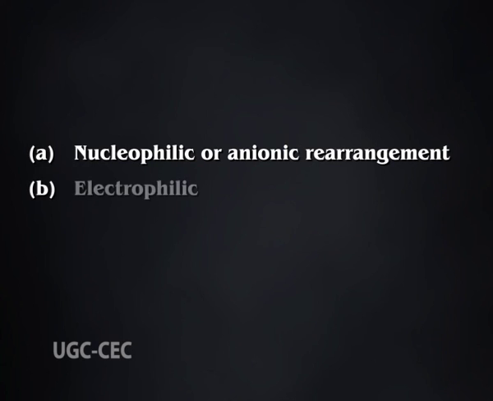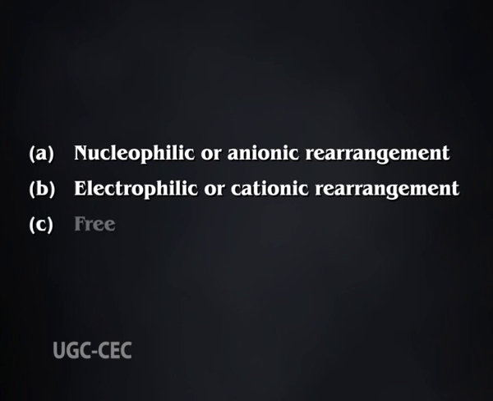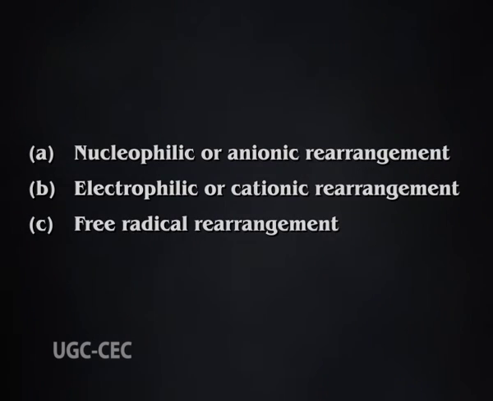Now, the rearrangement reactions are classified into 3 main categories on the basis of the nature of the group transfer. Number 1, nucleophilic or anionic rearrangement. Number 2, electrophilic or cationic rearrangement. And the third, free radical rearrangement.